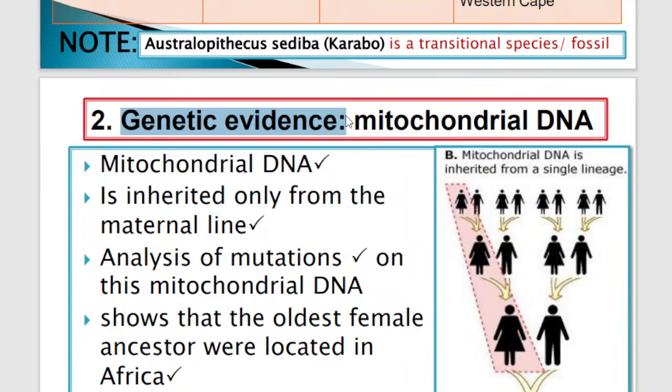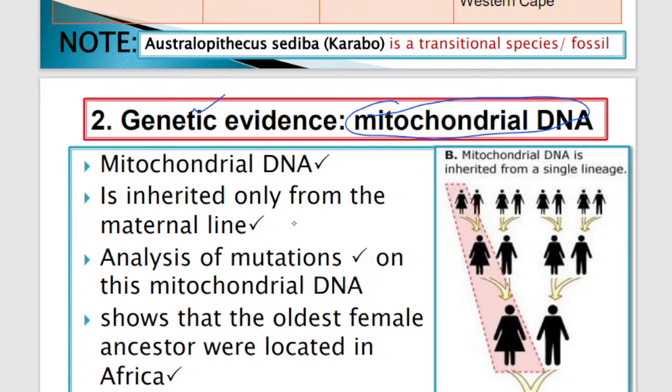Let me use a pen so that you can understand what I'm saying better. So when you talk about this mitochondrial DNA, mitochondrial DNA is an example of genetic evidence. So if they ask you examples of genetic evidence, then here you can talk about the mitochondrial DNA. Mitochondrial DNA is inherited from only the maternal line.